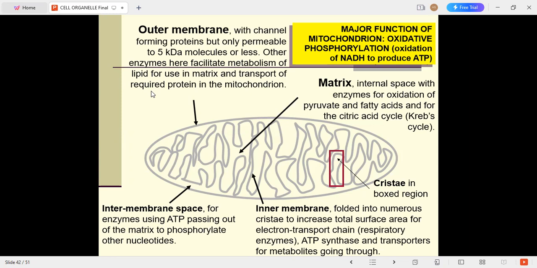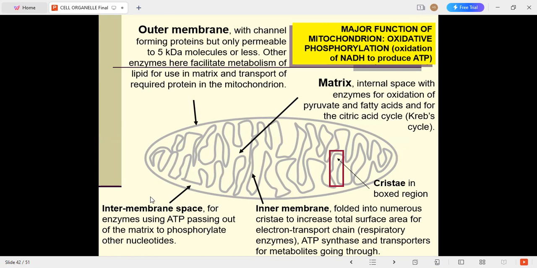The mitochondrial matrix, on the other hand, is the internal space with enzymes for oxidation of pyruvate and fatty acids and for the citric acid cycle. Here you can see the folds, the cristae, which is represented in the box region. This is the inner membrane space. The inner membrane is folded into numerous cristae to increase total surface area for the electron transport chain or for cellular respiration. ATP synthase and transporters for metabolites are going through this membrane.